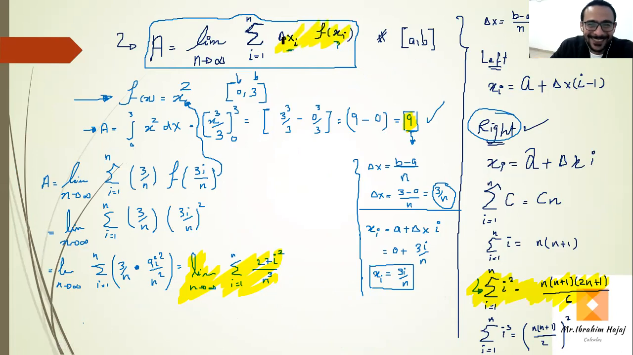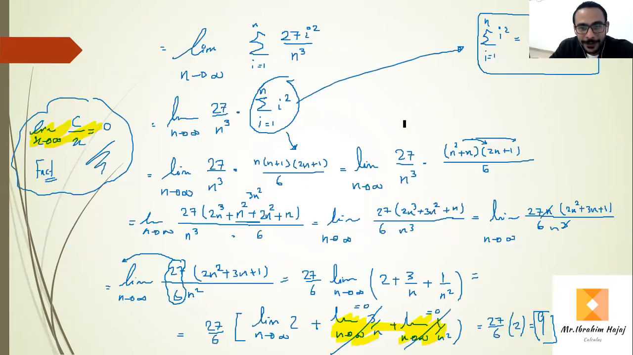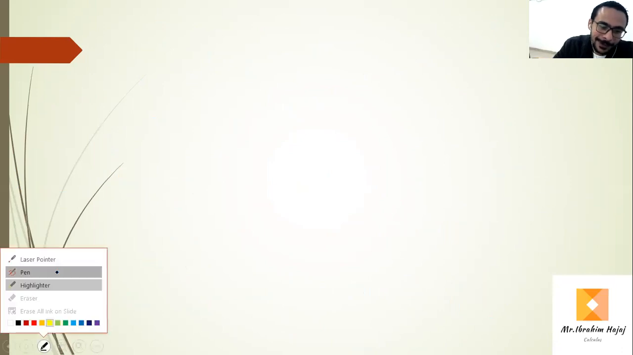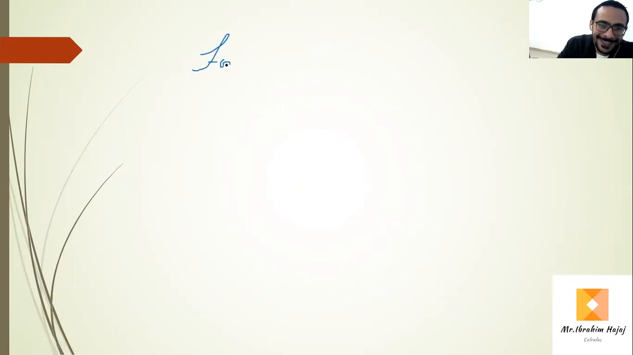Let's take one more example, guys, on the function, using this formula: A equals the limit as n approaches infinity of the summation from i equals 1 to n of f of x_i delta x_i. Let's take f of x equals 5x minus 1 on the closed interval from 1 to 3.